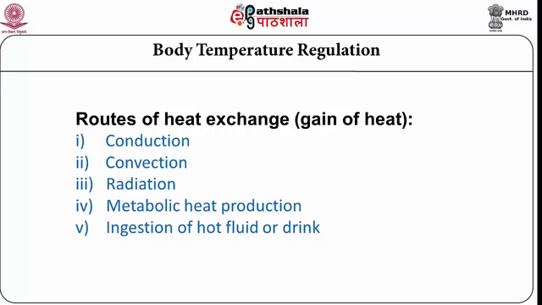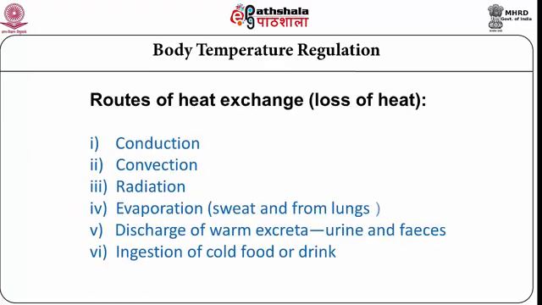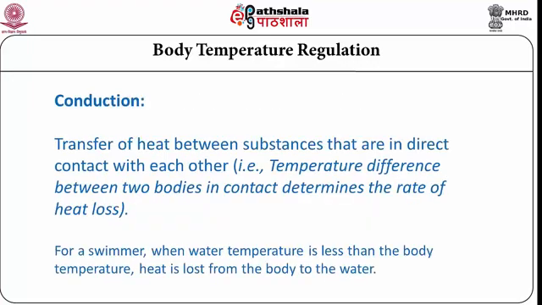A sports person will always understand that a significant amount of heat gets generated in the body in the process of any kind of physical activity. The fifth one: any hot drink or fluid ingested will also add to the total heat load in the body. There are also routes by which heat loss can take place: conduction, convection, thermal radiation, evaporation, that means sweating, as well as the losing of heat from the lungs. You also discharge warm excreta in the form of urine and feces, and we can also ingest cold food or drink. I will individually explain each of these phenomena.